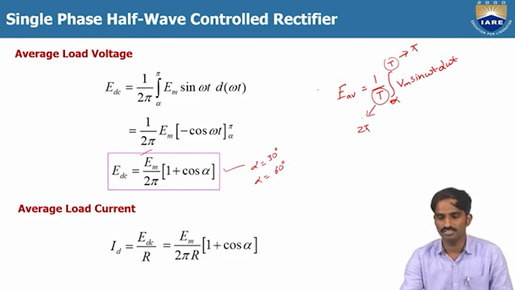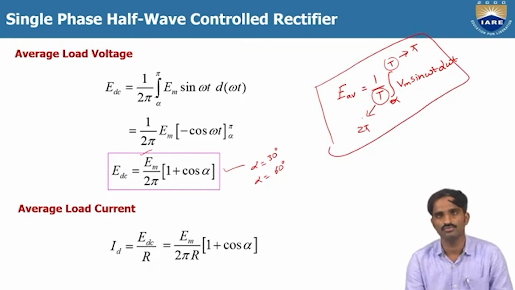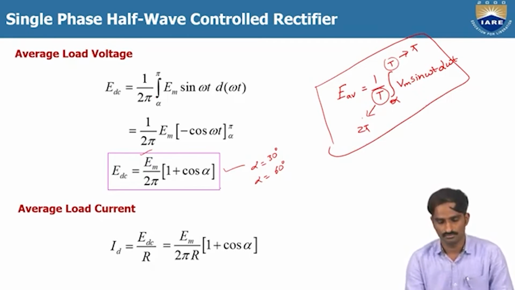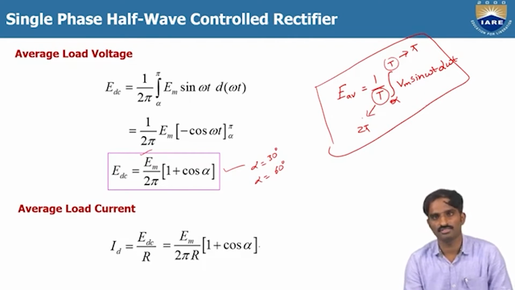So here the basic thing is, this is the basic equation. If you remember this basic equation, then you can easily solve for the average load voltage and the average load current by deriving this. These are simple integrations. If you just apply the simple integration and substitute the limits, then you will get the average load voltage as well as the average load current.